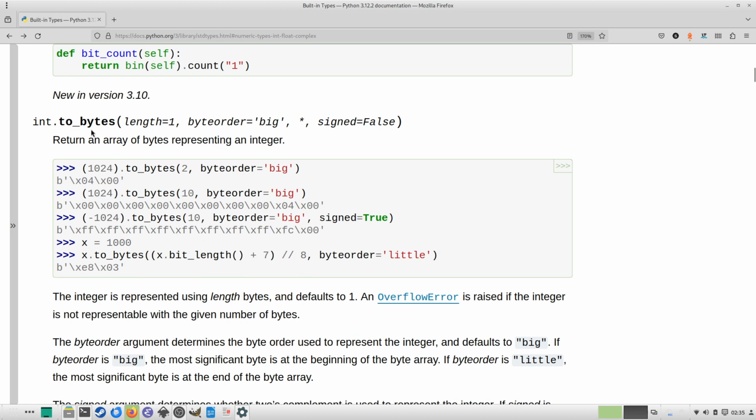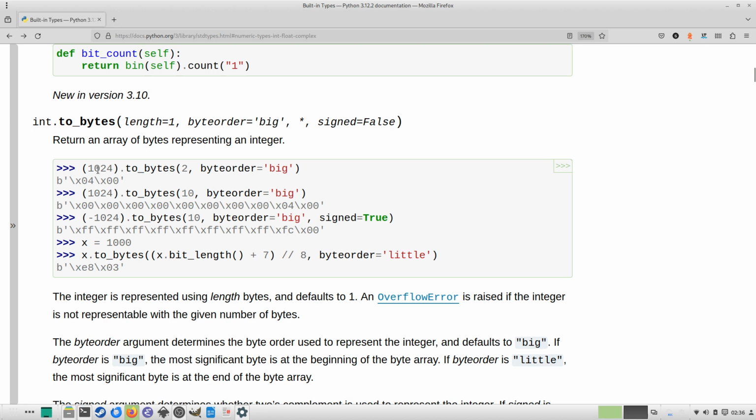Next function is int.to_bytes, where it takes 3 arguments: length equal to 1, byteorder equal to big, signed equal to False. So 1024.to_bytes, okay, so length is 2, byteorder is big. So now big means big endian and little endian. In big endian, the most significant bytes appear at the lowest addresses. That is, when they are printed, they will be directly convertible to the number. So for example, this is 400. Now 400, you multiply first with 16 and second with 256.